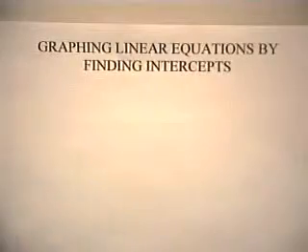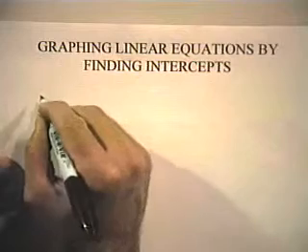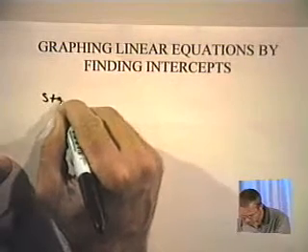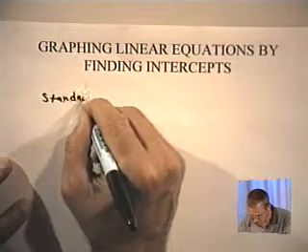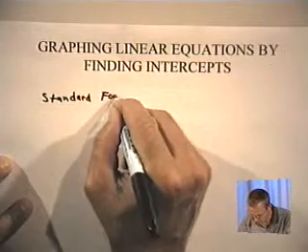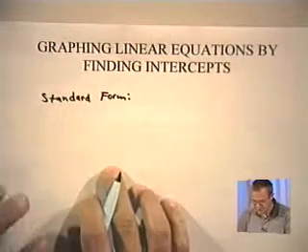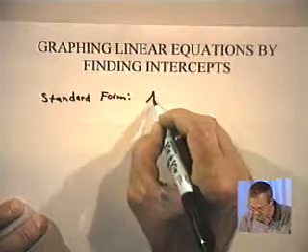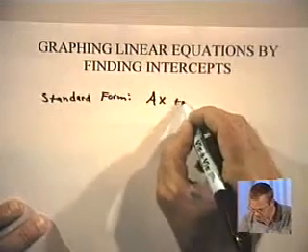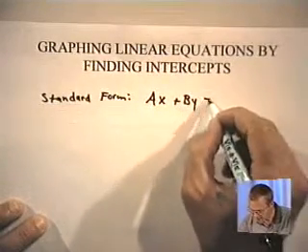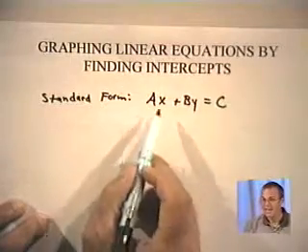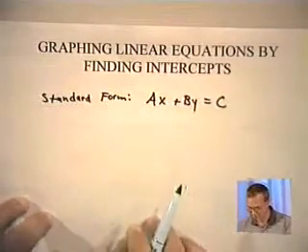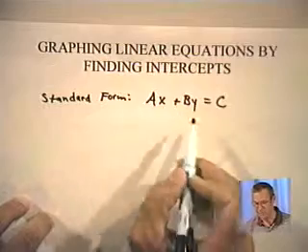Graphing linear equations by finding intercepts. Let's first review what a linear equation looks like in standard form. A linear equation in standard form looks like this: ax plus by equals c, where a, b, and c are real numbers. My variables are x and y.